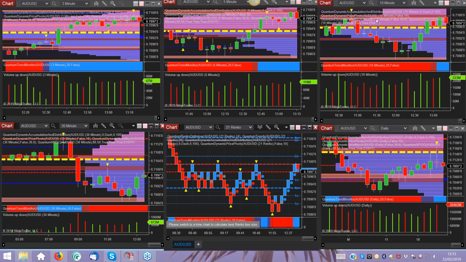There we go. You should be seeing my screen coming up now. Now we're on NinjaTrader 8 and slightly different layout, but basically it's a multi-time frame layout. Top of the screen, I've got the 3-minute, the 5-minute, and the 10-minute, and down at the bottom here, I've got the 30-minute, the Renko in the middle, and over on the right-hand side, the daily chart.